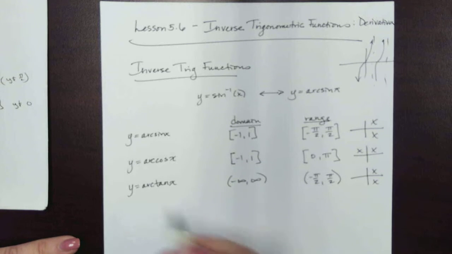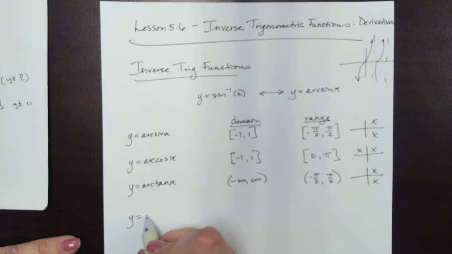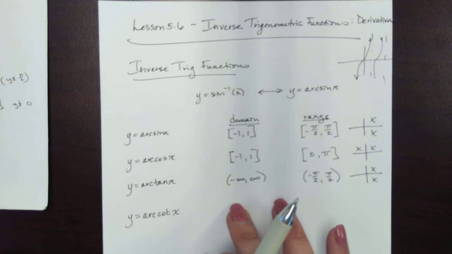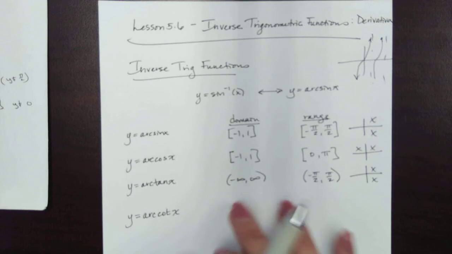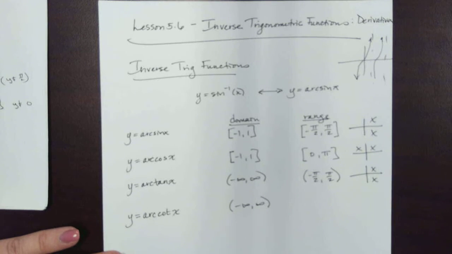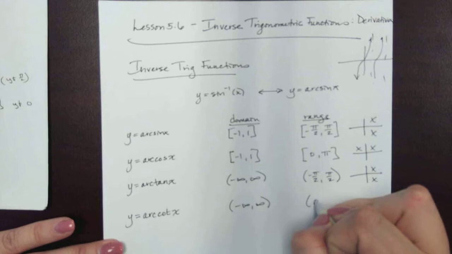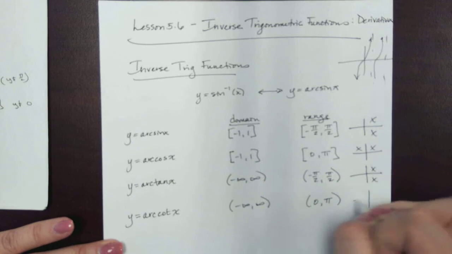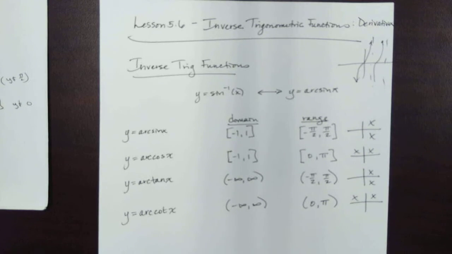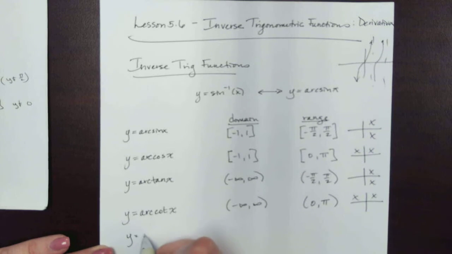Okay, then let's come down and do y equals arc cotangent. Domain, all real numbers, just like tangent. Okay, and its range is 0 to pi, not included, parentheses, not included. Okay, y equals arcsecant.